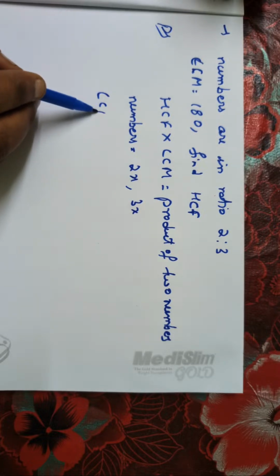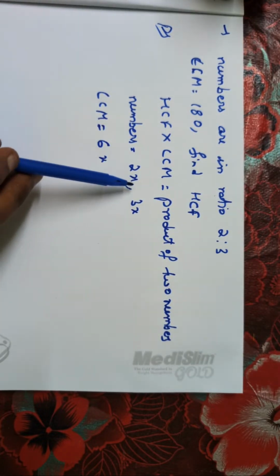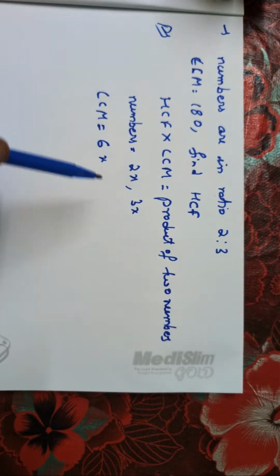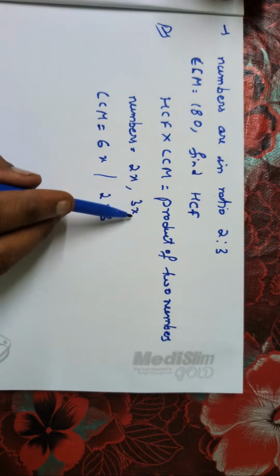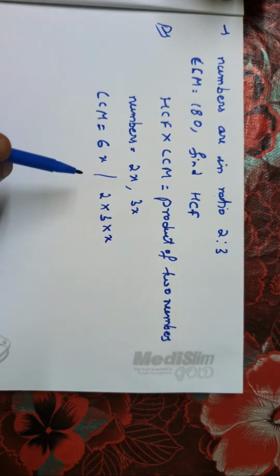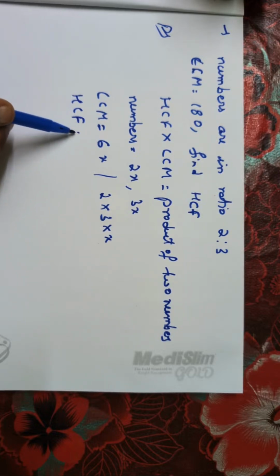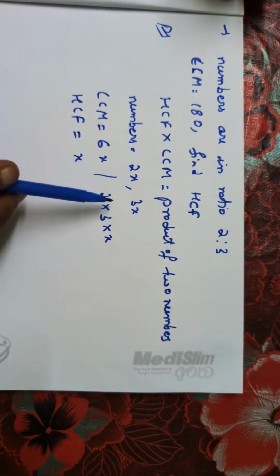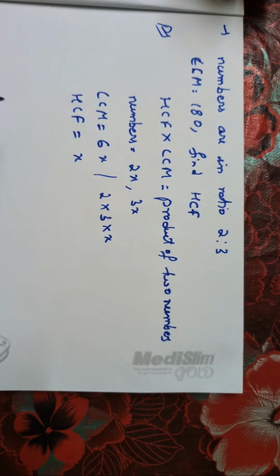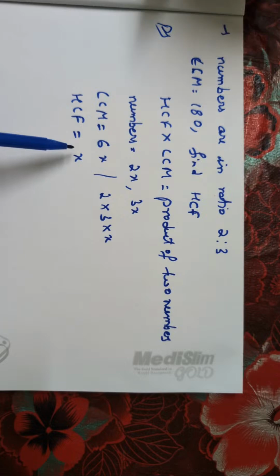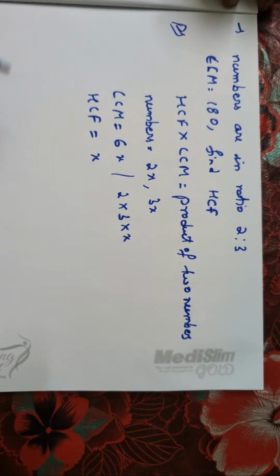The LCM is equal to 6x. Why? Because 2 and 3 are prime factors, we have to write it as 2 into 3, whereas x is common for both, so you have to write it only once. So that's why the answer will become 6x for LCM. Whereas the HCF answer is x, because the other 3 are not common, whereas x is only common. So for HCF we consider only the common multiple, whereas LCM we can consider as 6x.